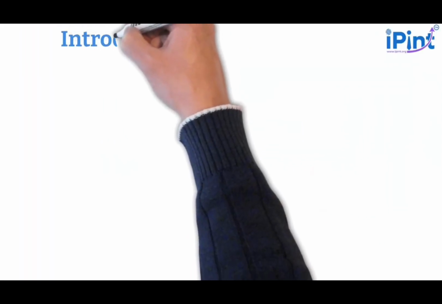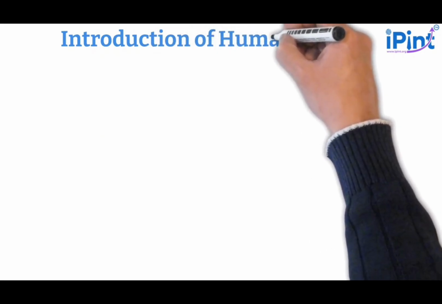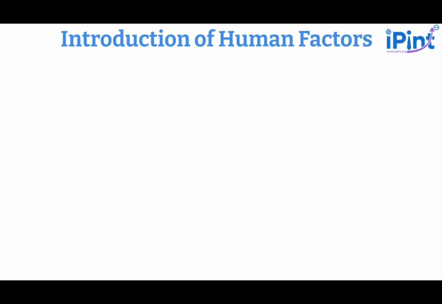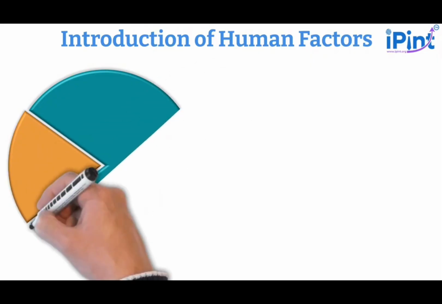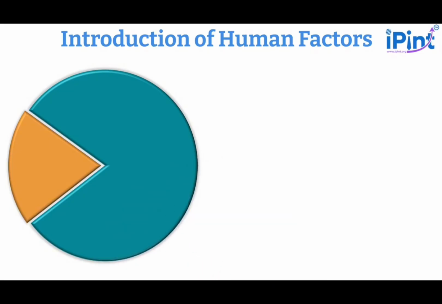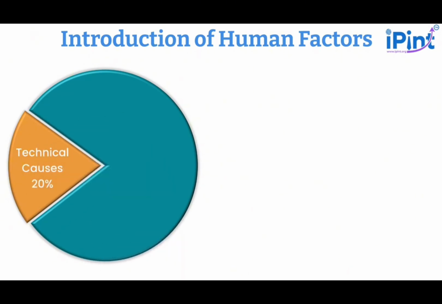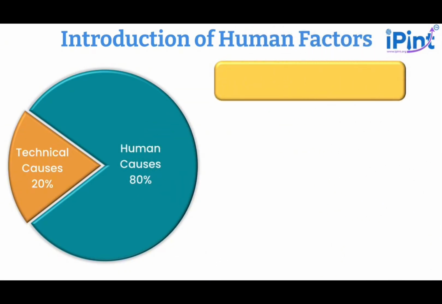Now, let us begin with the introduction of human factors in aviation. Most of you might have a question, what is this about? Or many of you also have prior knowledge about it. But today is the time to focus again. Let me show you some statistical values. Studies show that out of all accidents or incidents that happen within the aviation industry, only 20% are caused by technical issues, while 80% are caused by humans. Did you get surprised?